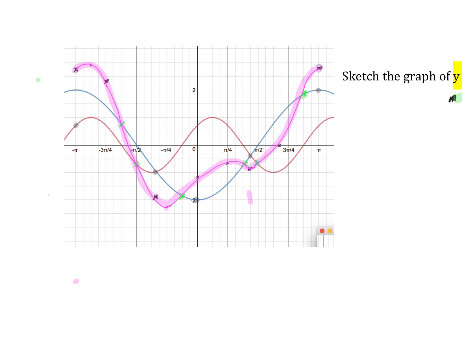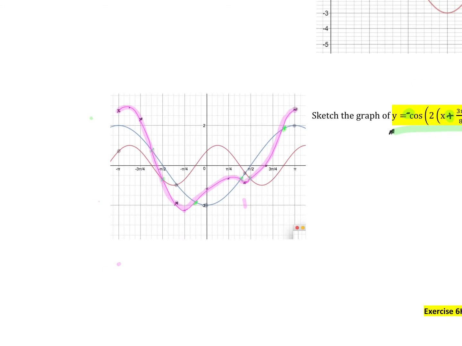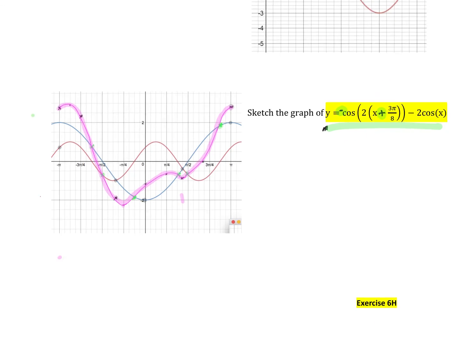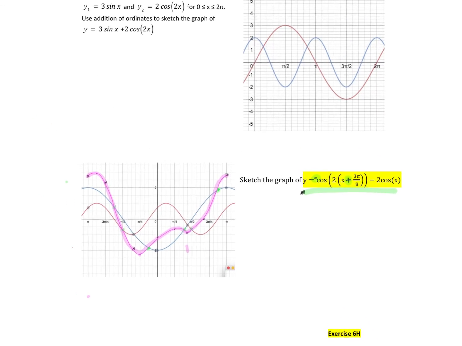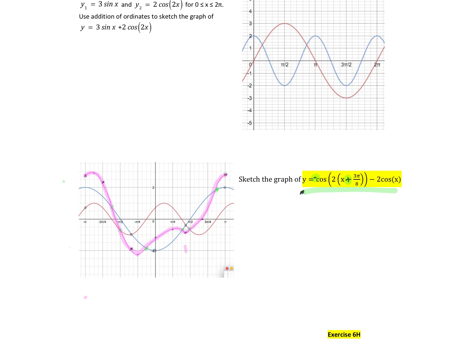But again, if you actually put the rules for those functions into your CAS, you'll get a good feel for what it genuinely looks like. But this is a very complicated question to try and do addition of ordinates. It would never be an exam style, but it's good practice. It is good practice to get a feel for what they look like.